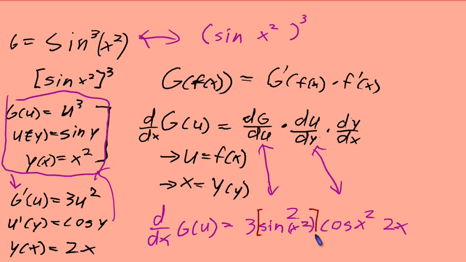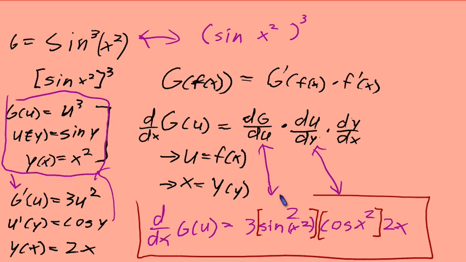So 3 times sine squared of x squared times cosine of x squared times 2x equals the derivative. Hopefully that was a little bit more illustrative for you.